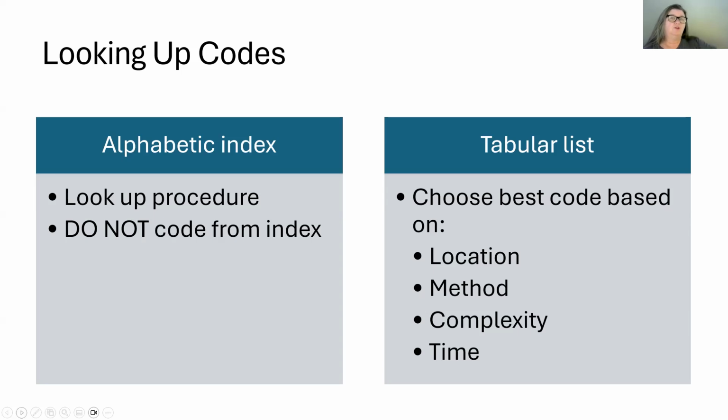So then you go to the 99204 section on the tabular list, and then you choose the best code based on all of those other factors: location, method, time, complexity, whatever the case might be. Okay, so do not ever code directly from the index. It's a bad idea. And that, I believe, hint, hint, wink, wink, is also a question on your national exam or on some national exams.